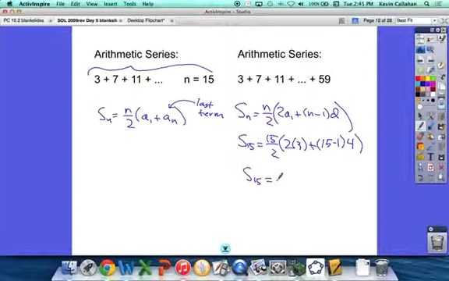Okay, so what is this? 15 over 2 times 6 plus 14 times 4, which is 56. What is that? 465.